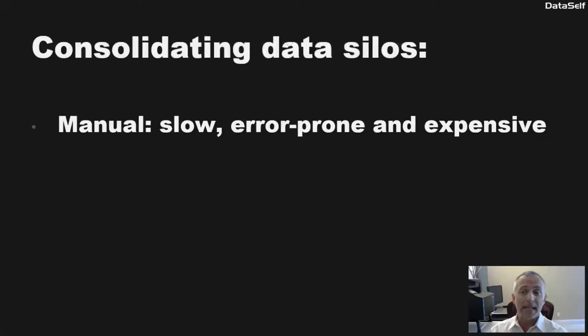Now, how do organizations typically go about bringing the data together? A very popular way is manually. And Excel is one of the most popular ways that I've seen. People just export data from different systems, different data silos. They manually connect the data, and they make it happen, and it works.